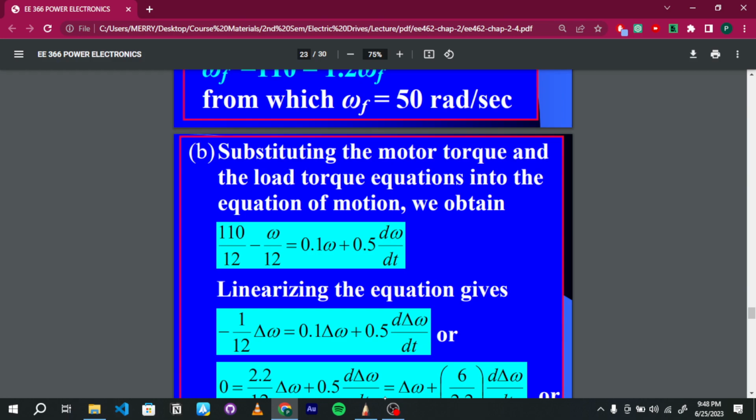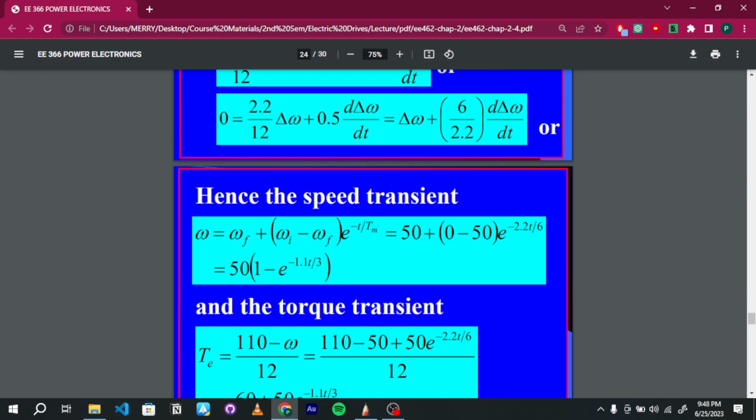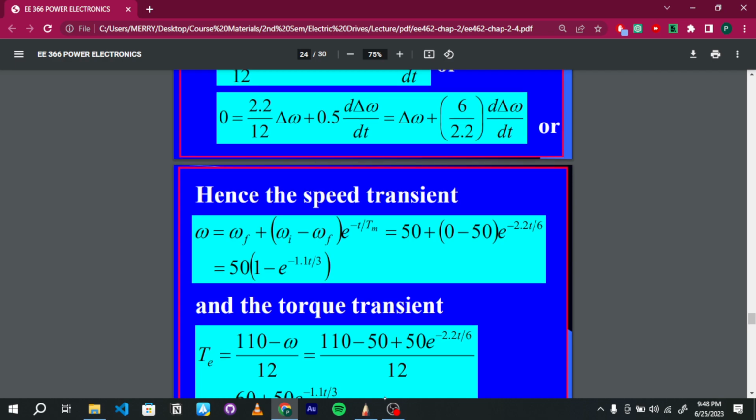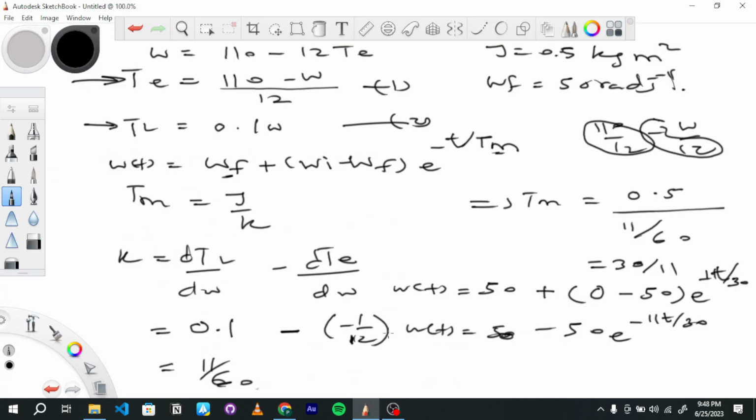We went through all this. You get it? So all this was not really important. All you have to do was just to know how to get what you get. Does it make sense? I hope it makes sense. So that's it here. So this is the minus 1.1 over 3, which is the same as minus 11 over 30. Right? So we have the same answer as they have here. So that's the speed transient.